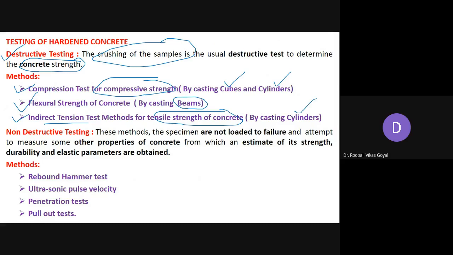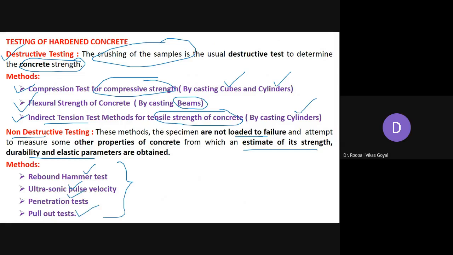So basically, in destructive testing, we cast cubes, cylinders, and beams, check the strength of concrete, and load them up to failure. That's why it is called destructive testing. Next is non-destructive testing, which consists of specimens that are not loaded to failure, but attempts are made to measure some other properties of concrete, from which estimation of its strength, durability, and elastic parameters is obtained. As per your syllabus, the methods are rebound hammer test, ultrasonic pulse velocity method, penetration test, and pull-out test that you have to learn.